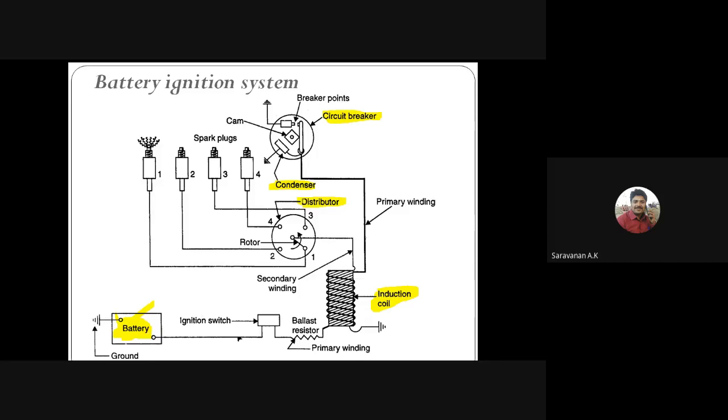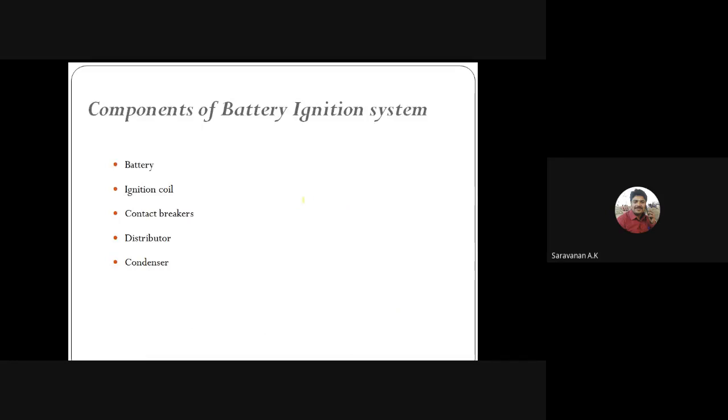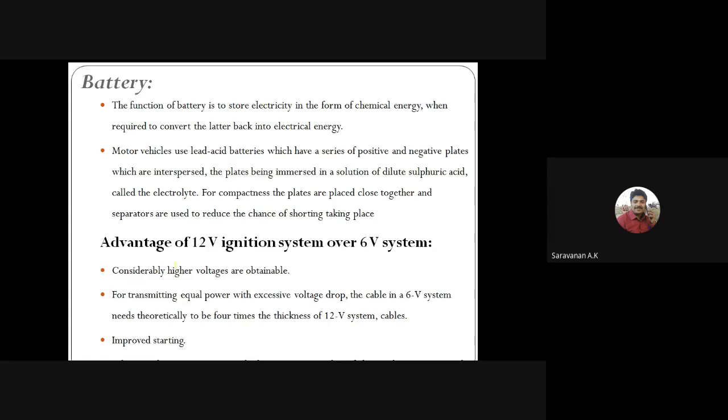Let us see them one by one. First we discuss what components are there in the battery ignition system, then we see how it works. So these are the major components: battery, ignition coil, contact breakers, distributor, and the condenser. First, let us see the battery.